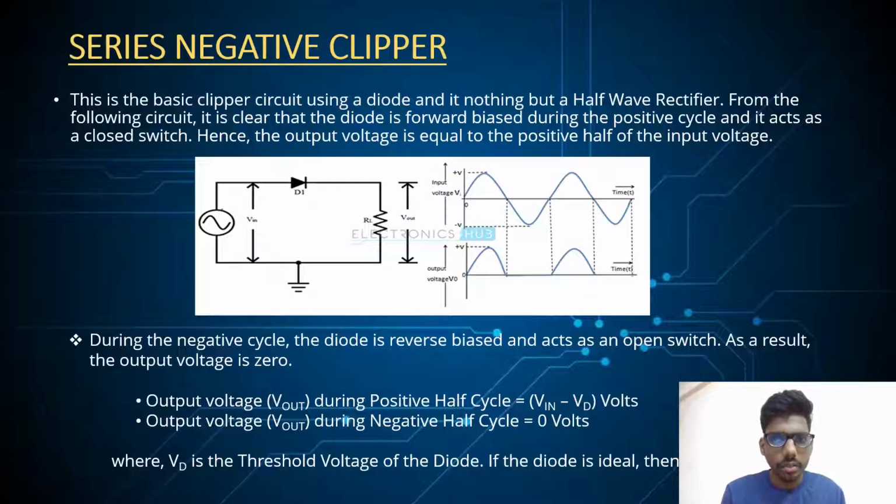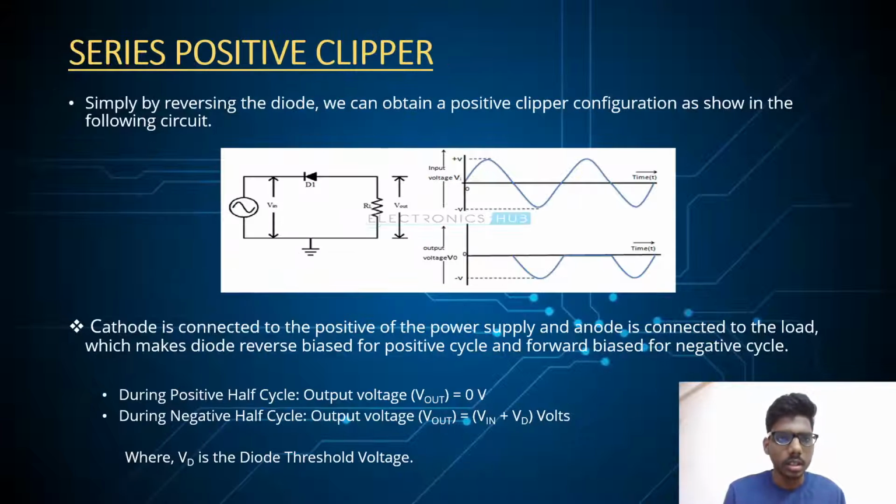From the following circuit, it is clear that the diode is forward biased during the positive cycle and acts as a closed switch. Hence, the output is equal to the positive half of the input voltage. During the negative cycle, the diode is reverse biased and acts as an open switch, which results in zero voltage output. So in the series negative clipper, the output voltage during the positive half cycle is equal to input voltage minus diode threshold voltage, and the output voltage during the negative half cycle is 0 volts.